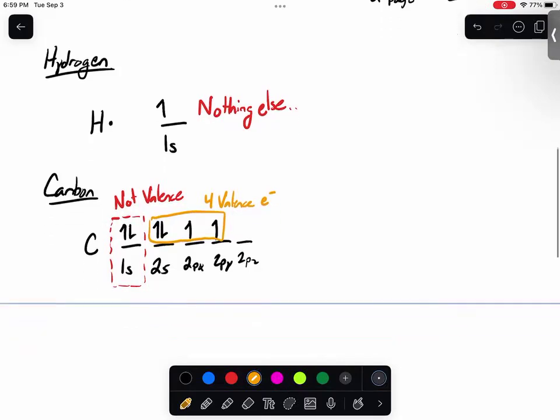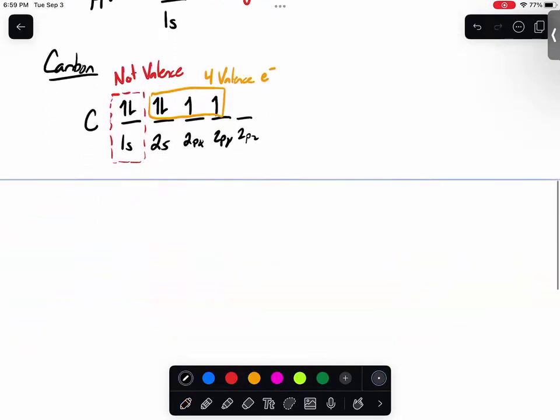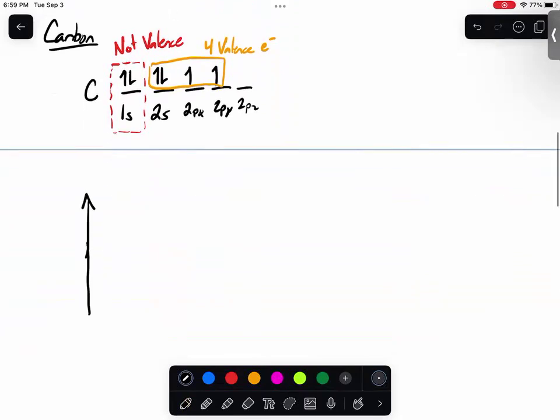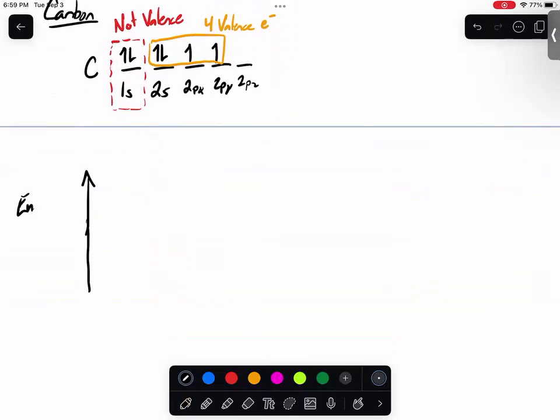And the thing is, these orbitals directly relate to energy. So we're going to draw a little graph here, and this is going to be related to energy and distance.